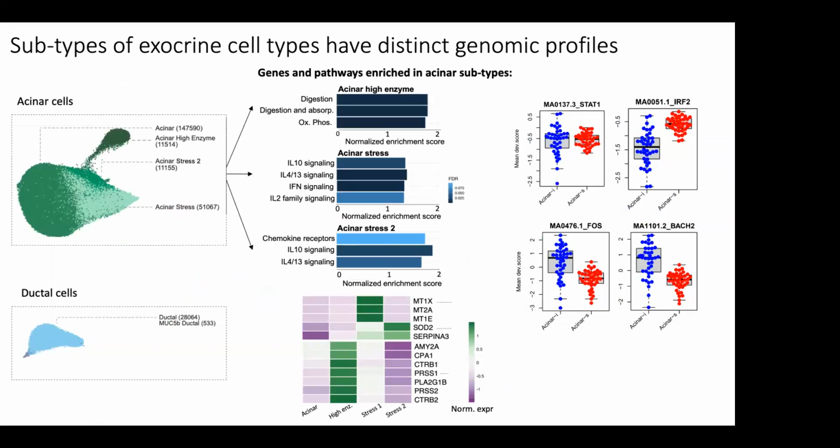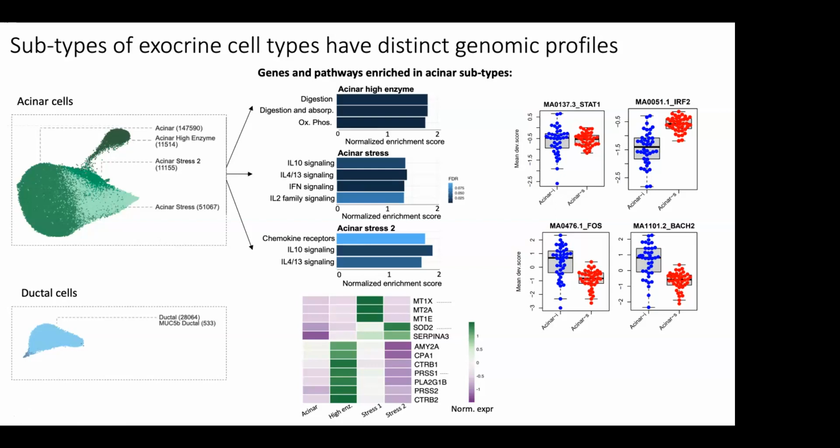So one thing that we noticed in these data was that there were multiple subtypes or subclusters of exocrine cells, particularly for acinar cells, but also for ductal cells. For ductal cells, these have been characterized previously. So there's a MUC5B positive subcluster of ductal cells that's been reported before. For acinar cells, there have been some reports of heterogeneity, but it's a bit less clear exactly what that heterogeneity represents. So in our data, we identified 4 different subclusters of acinar cells.